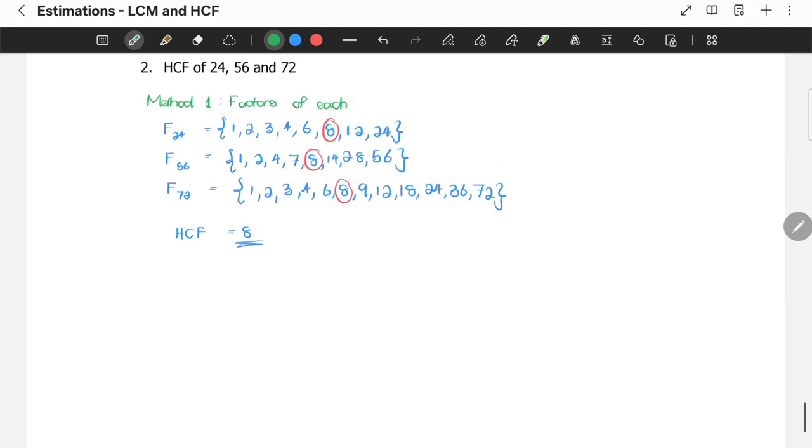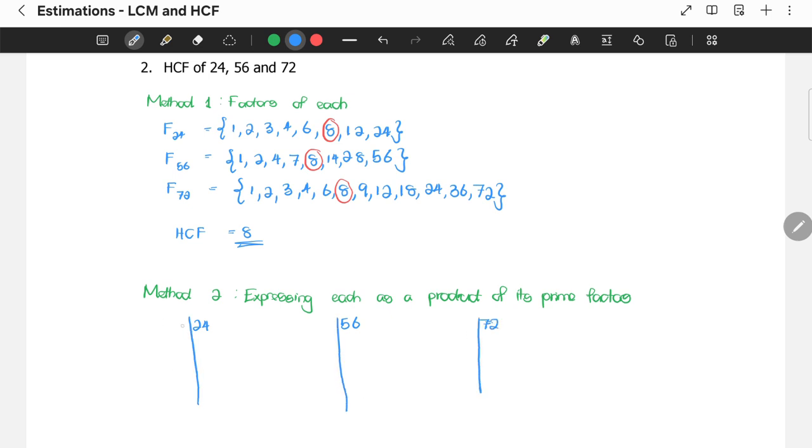And now we look into the next method using prime factors. Method number 2, expressing each number as a product of its prime factors. And in this case, we have three numbers. We have 24, we have 56, and we have 72. Great. So 2 into 24, that's 12. 2 into 12, that's 6. 2 into 6, that's 3. 3 into 3, that is 1.